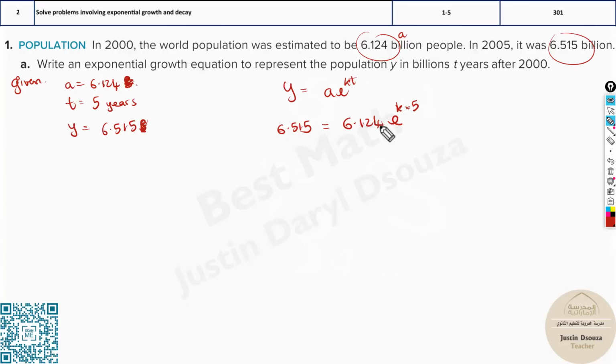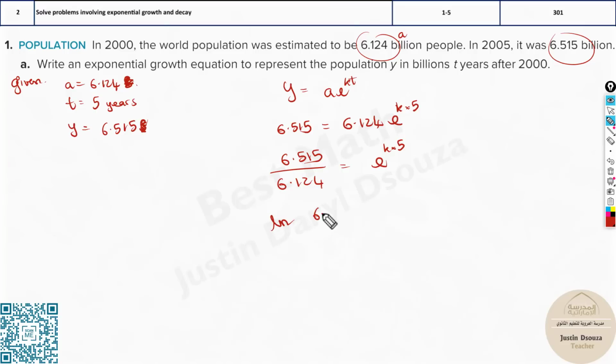Now how can we solve this? You can put this entirely in the calculator and get the answer, but let's do a simple step because it's in the writing part. I will take these numbers to one side and simplify as much as possible. So 6.515 at one side divided by 6.124. This will be equal to e to the power k multiplied by 5. Now you can take natural logarithm on both the sides.